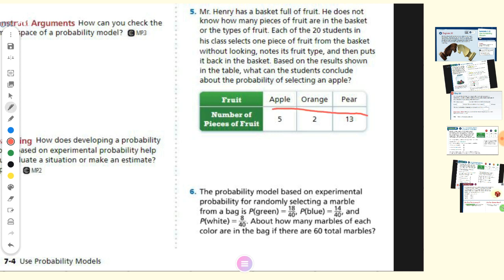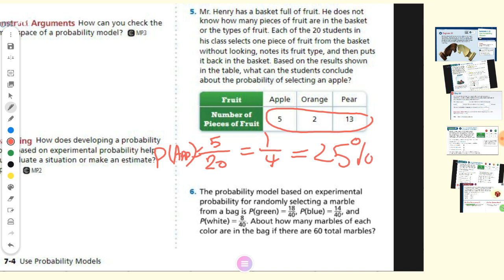So this is the sample space. The whole sample space equals 20. If we add them, it will be 20. So the denominator will be 20. What is the probability of apple? P of apple is 5 over 20, which means 1 over 4, which is equal to 25%. So the probability of choosing an apple is 25%. What about the next question?